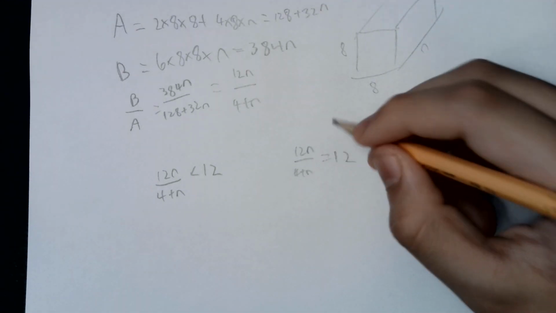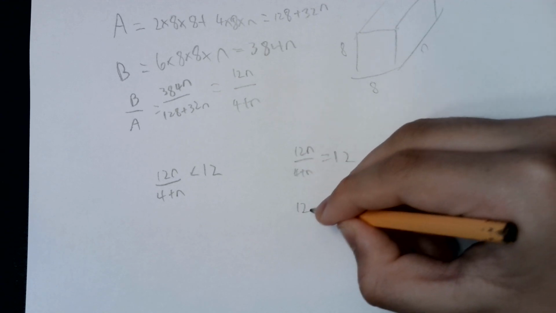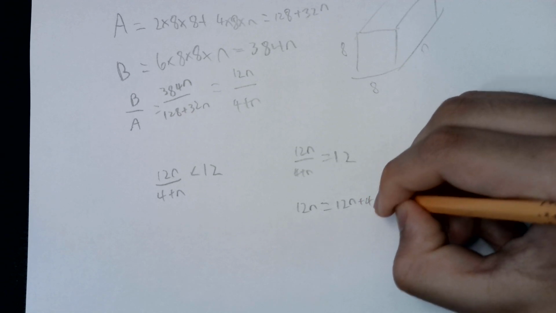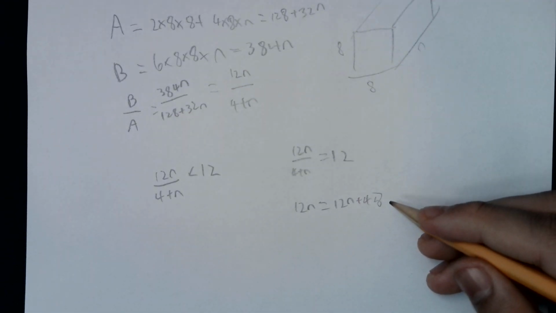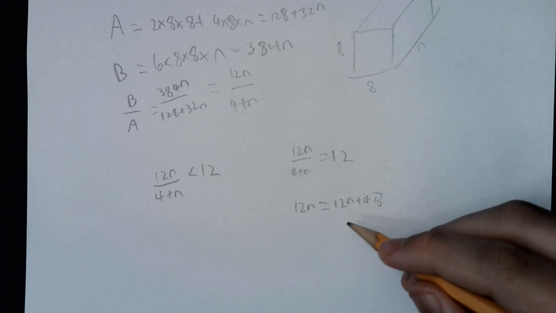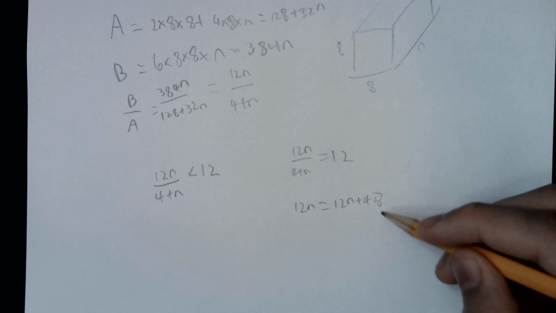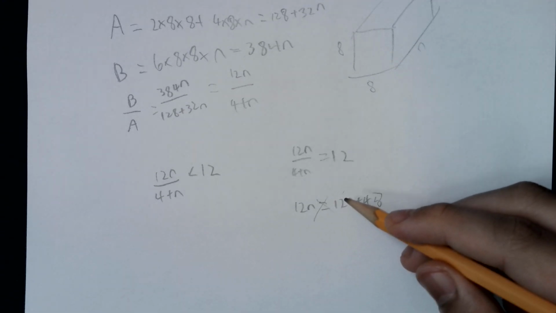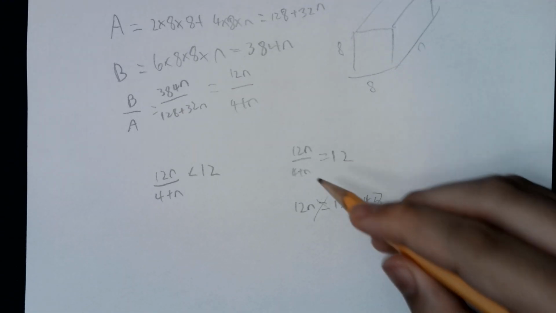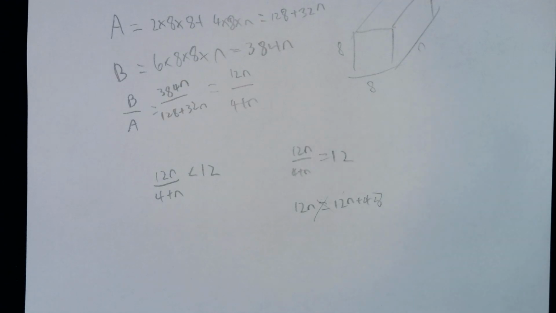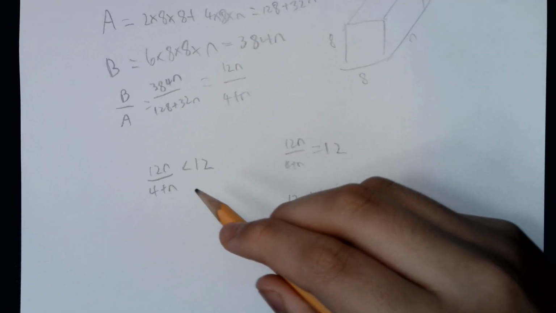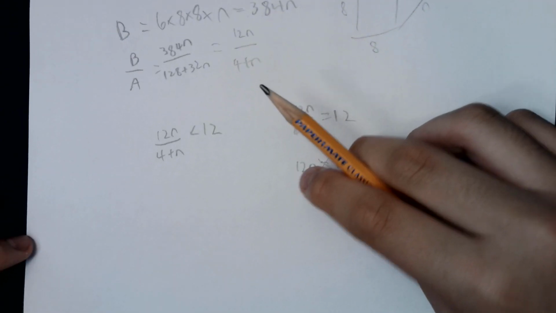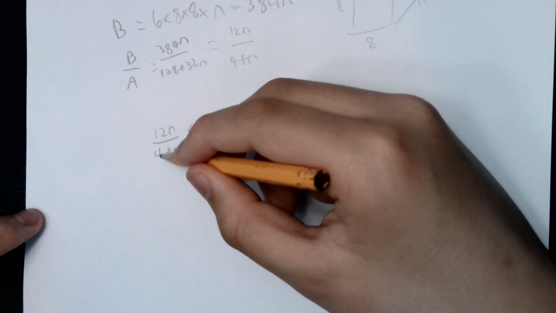So now let's cross multiply, and you can see that this turns into 12n equal to 12n plus 48. And you can obviously see a really big problem here. One side has 12n, the other side has 12n, which works, but the other side has a plus 48, so obviously it's going to be bigger. So this just doesn't work out. This equal sign is just false. And this is the same for all the other numbers which are bigger than 12. So as I said before, 12n over 4 plus n, or B over A, has to be smaller than 12.